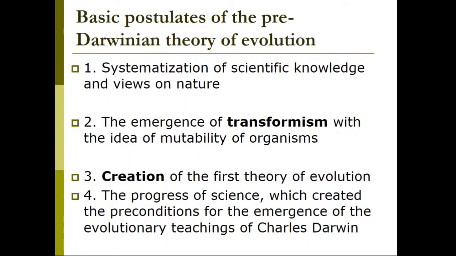So we need to make a resume about the basic postulates of the pre-Darwinian theory of evolution. Systematization of scientific knowledge and view of nature. The emergence of transformism with the idea of the mutability of organisms. Creation of the first theory of evolution. The progress of science which created the preconditions for the emergence of the evolutionary teaching of Charles Darwin.